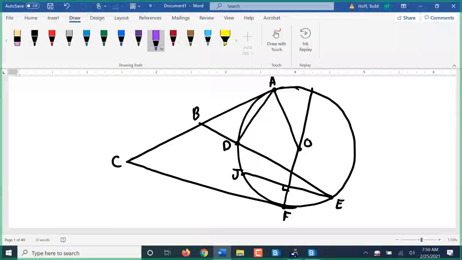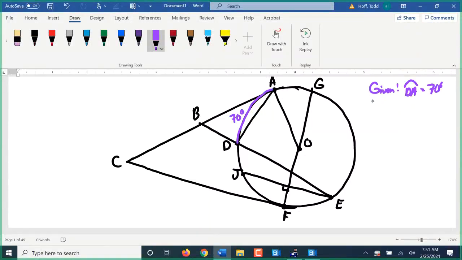So now let's look at what information we are given here. I am going to give you that arc DA is 70 degrees. What does that mean? Well, that means from here to here, that's a 70-degree arc. Got to label this point up here G.